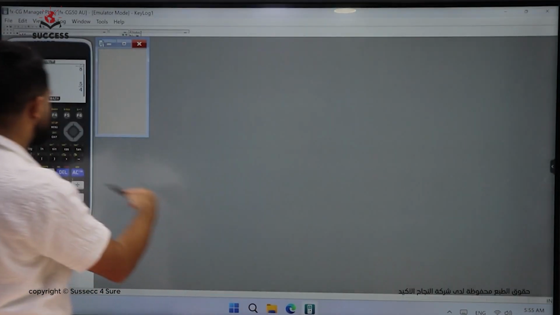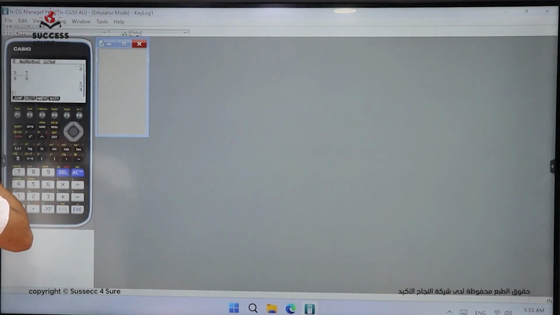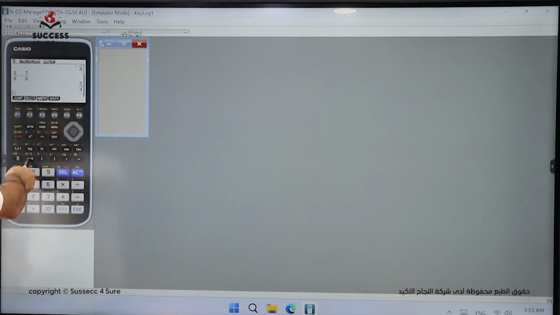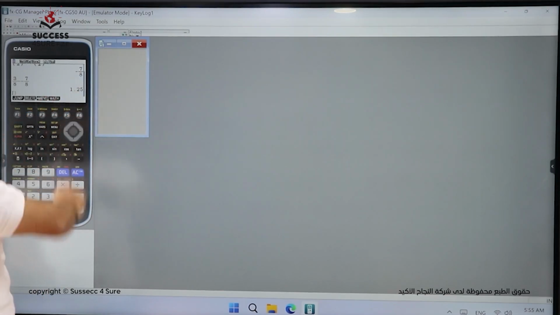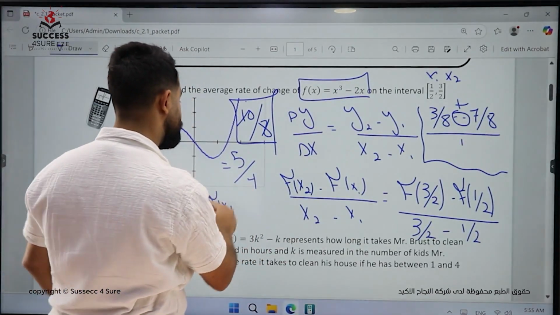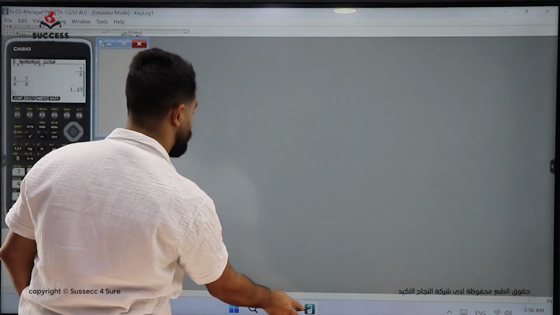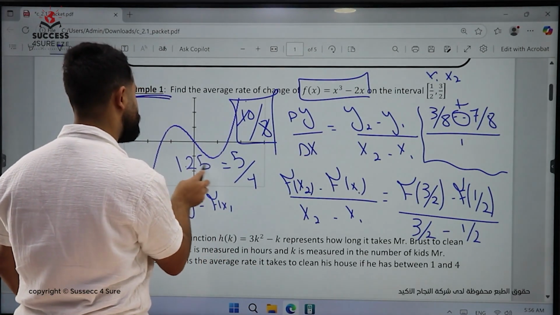Okay? Now if you want to see it in decimal form, you can press the S-D button right there, and you're going to see it as 1.25. So it's also 1.25. That's it.